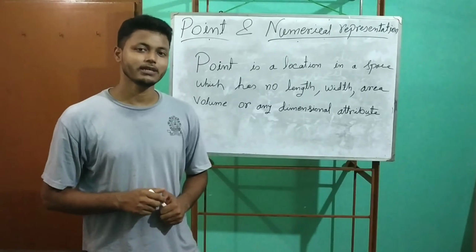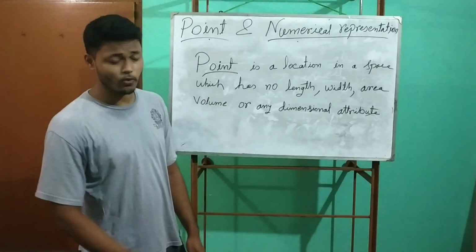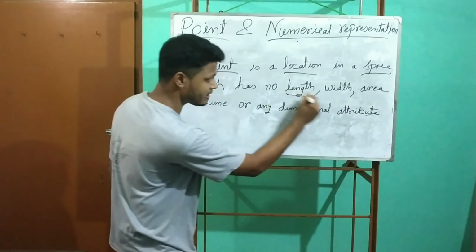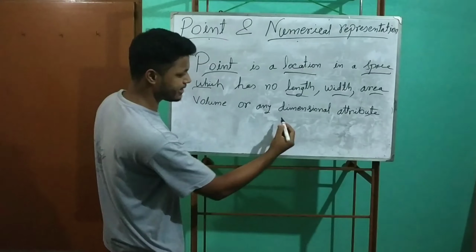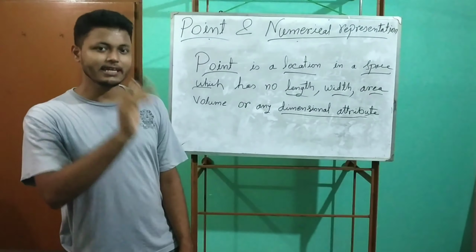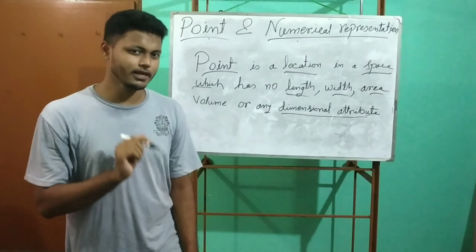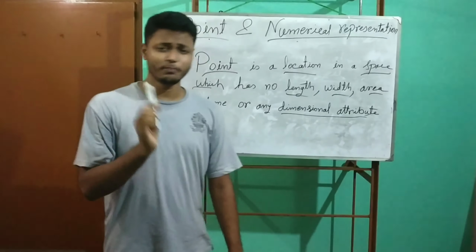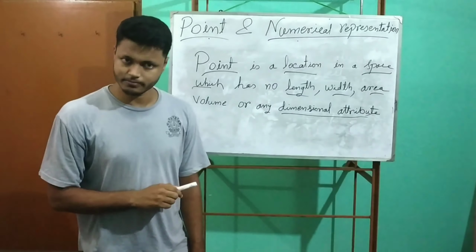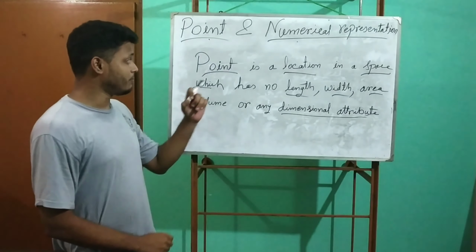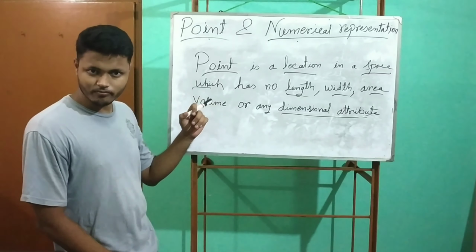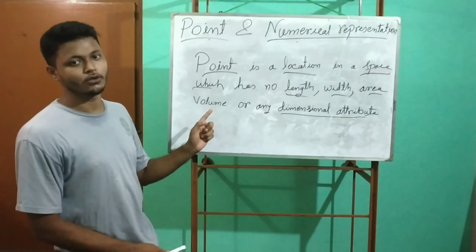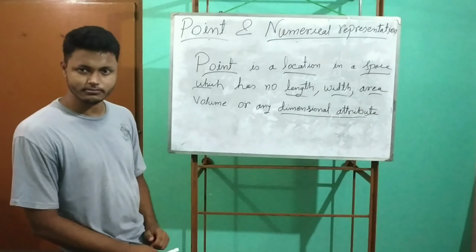So now I will discuss the concept of point. So what is a point? Point is a location in a space which has no length, width, area or any dimensional attribute. So basically it's a zero-dimensional location in any space, right? And as I have said earlier, to represent any location, we need an object. So to represent a point, we need an object. As it's a zero-dimensional location, to represent it, we need a zero-dimensional object.